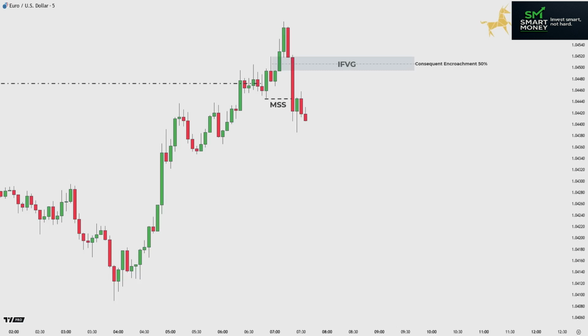setup. With all these confirmations in place, we can now anticipate that price will return to the zone of the inversed fair value gap, which now acts as resistance, before continuing lower to target the sell-side liquidity. For executing this trade, we have two different entry options based on how aggressive or conservative you want to be.